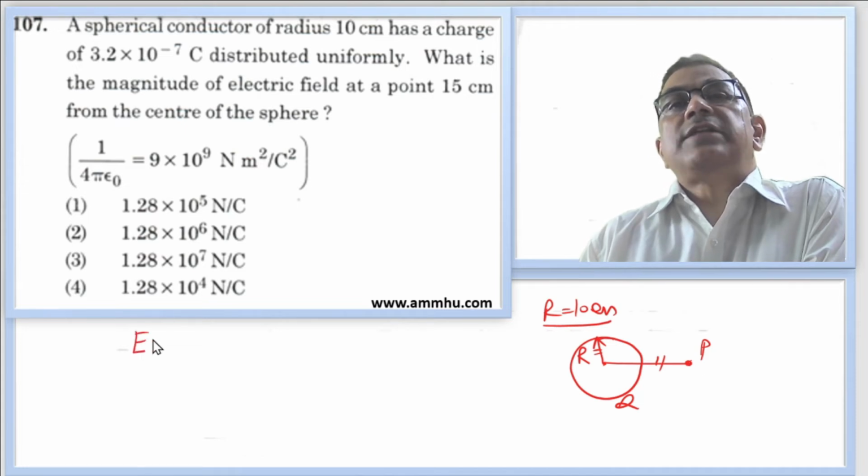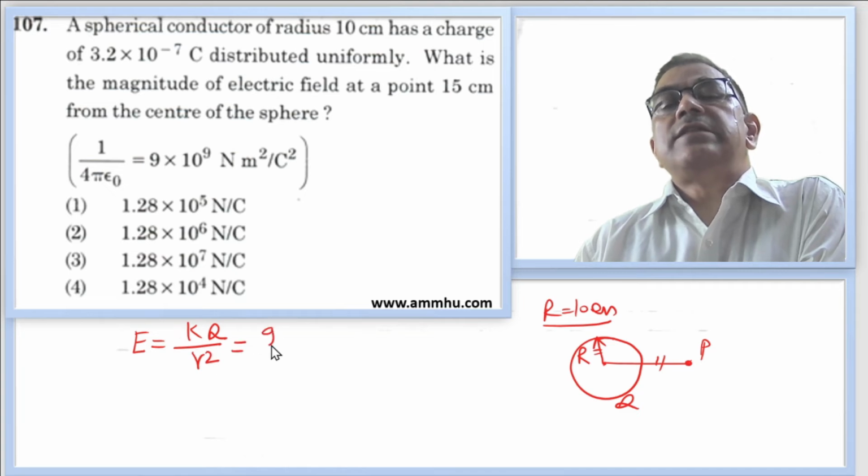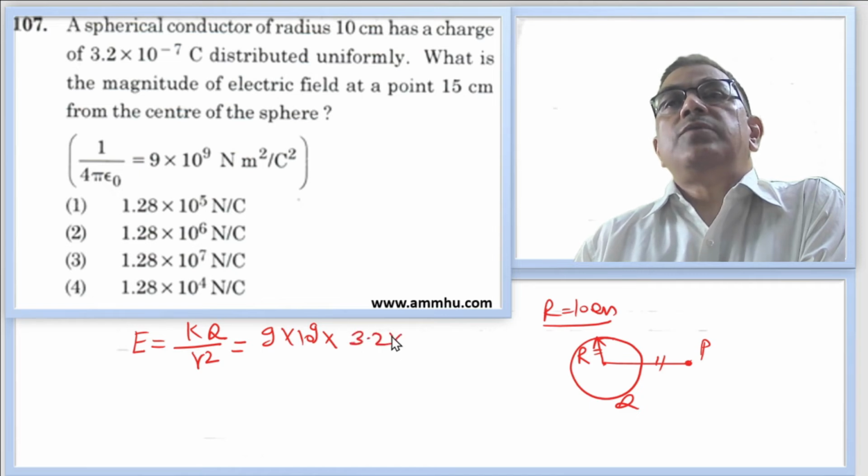So the value of electric field should be equal to K Q by small r square. Substitute all those values. K is 9 times 10 to the power 9, and capital Q is equal to how much? Capital Q is 3.2 times 10 to the power minus 7, and the radius is how much?